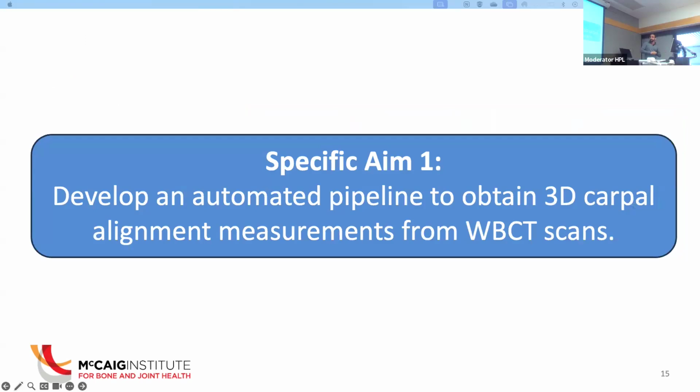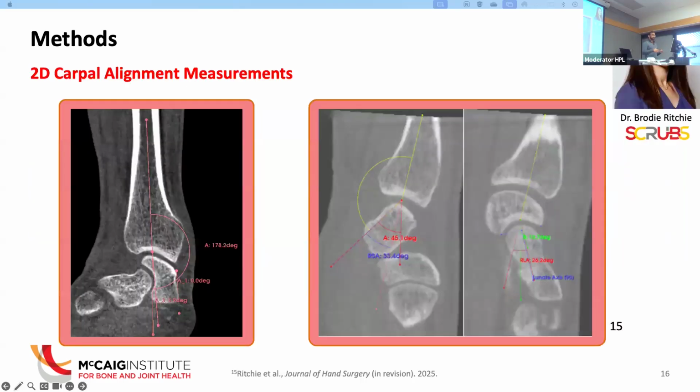So first off, the first aim of my project was developing that automated pipeline to obtain carpal alignment measurements. I've been talking about it a lot, but carpal alignment helps to define the distances and angles between bones and are used on radiographs to look for signs of instability. And as we go through, I'll describe more of these in a bit more detail.